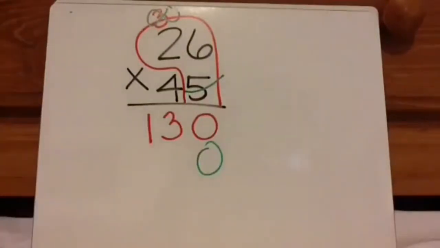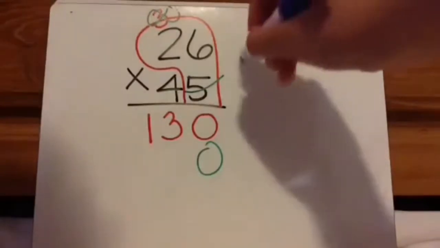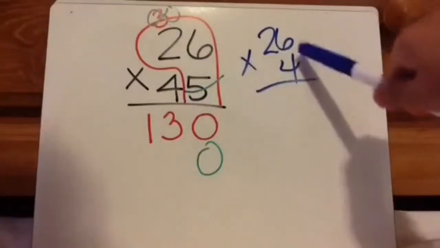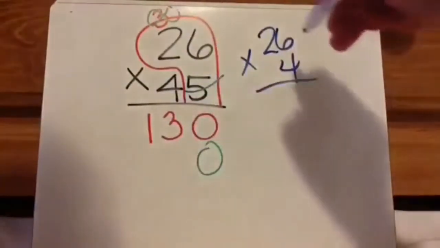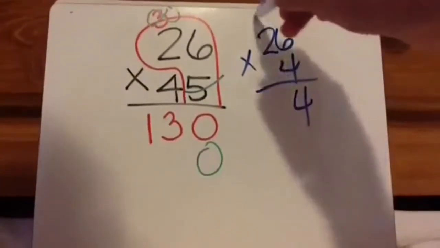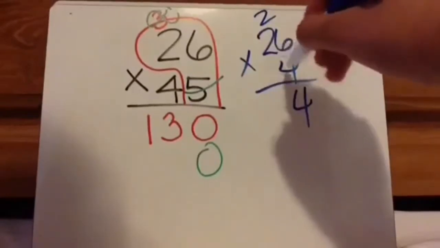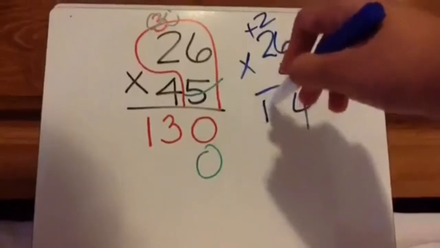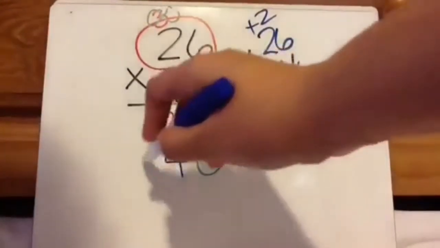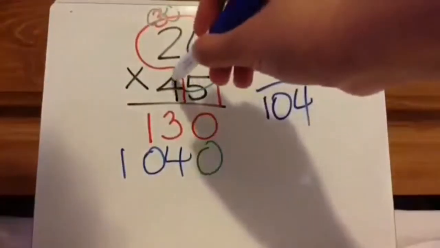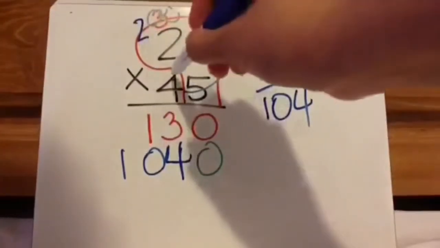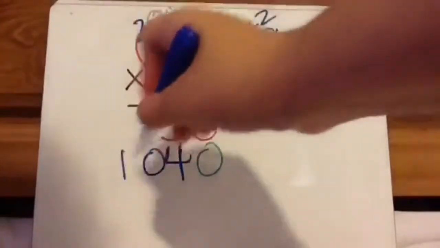Step 3 is now 26 times 4. This right here. Now if it helps, you can always do it on the side and then just write your answer here. So 6 times 4 is 24. 4 times 2 is 8 plus 2 is 10. So 104. Or you can do it this way. 6 times 4 is 24. Carry the 2. 4 times 2 is 8 plus 2 is 10.